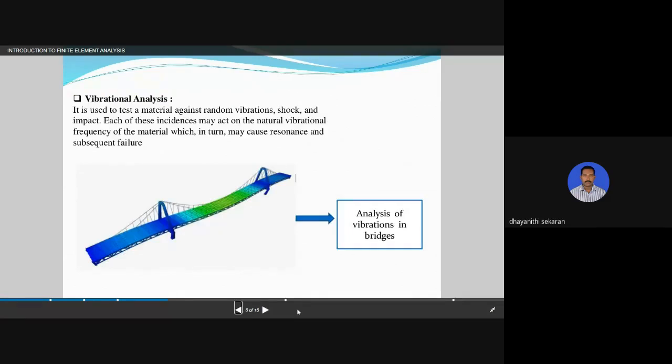Vibration analysis. We already discussed structural problems, vibration problems, and dynamics problems where we use FEA. Vibration analysis is used to test a material against vibrations, shock and impact. Each of these incidents may act on the natural vibrational frequency of the material, which in turn may cause resonance and subsequent failures. This will be very useful for the design of machine elements problems. In higher studies, it relates to design problems.